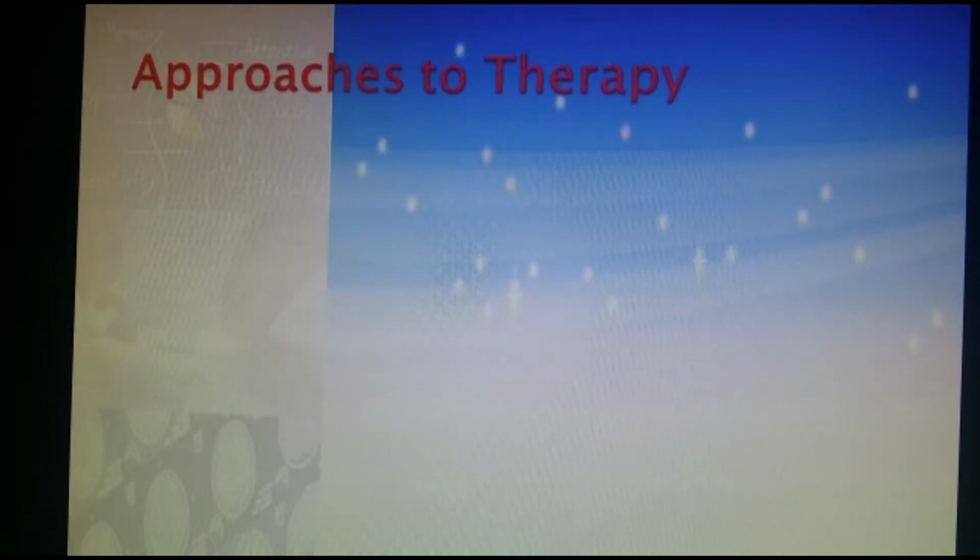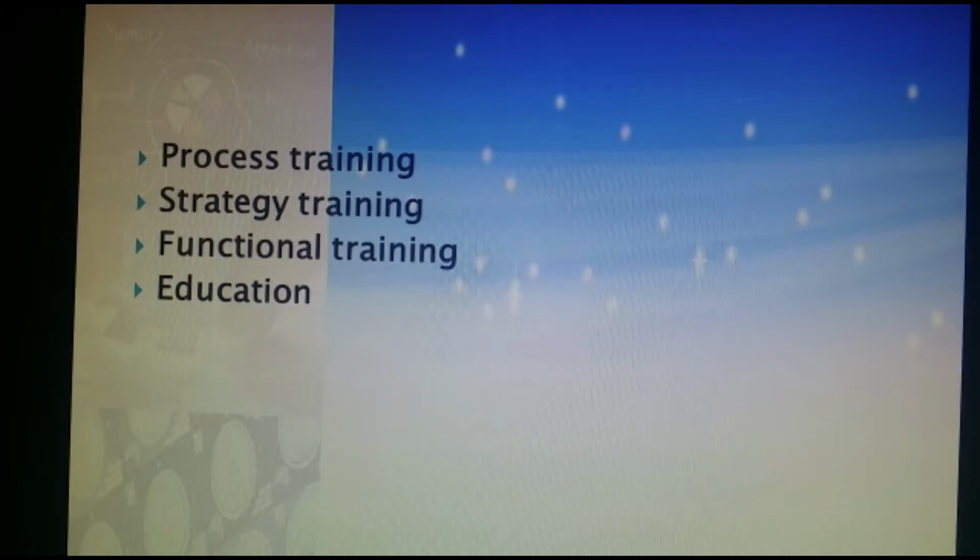Okay. So now let's talk about the approaches. We have 4 approaches identified to be used in cognitive rehabilitation therapy. These 4 approaches are process training, strategy training, functional activity training, and education. So whatever you do with the patient should fit under one of these approaches. You can, by the way, do all the approaches together, or 1 or 2 together as one, but these are the major approaches in cognitive rehabilitation.